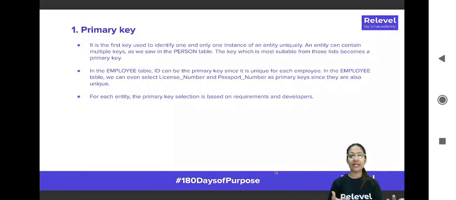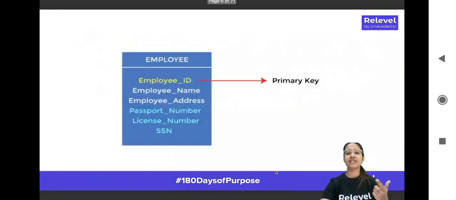Now in the employee table, we can also select license number and the passport number as primary keys, since they are all unique. Okay. See, here in the employee table also, we are storing employee ID, employee name, employee address, passport number, license number and SSN.